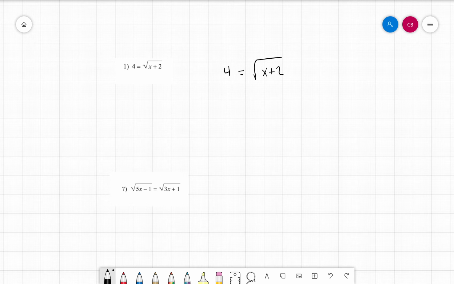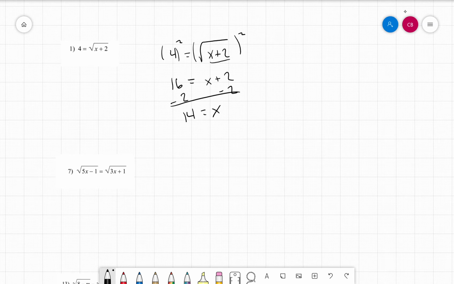But if we were going to solve something like this, we want to get rid of the square root. So we're going to start off by squaring both sides. 4 squared is 4 times 4, which is 16. Square root squared is just what's left on the inside, so x plus 2. We subtract 2. We have 14 is equal to x.